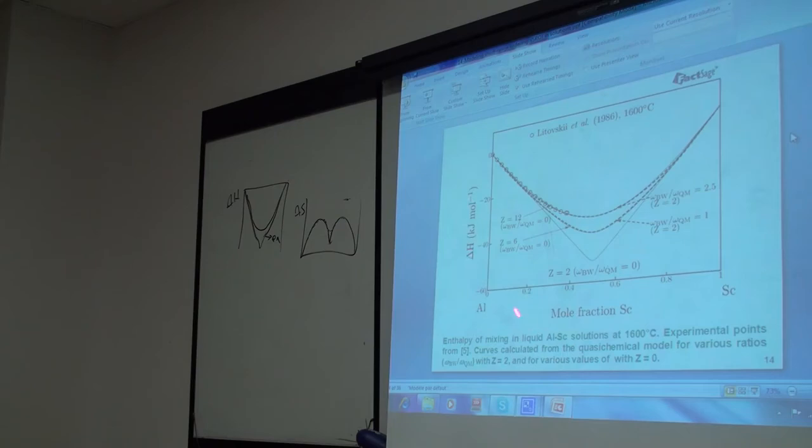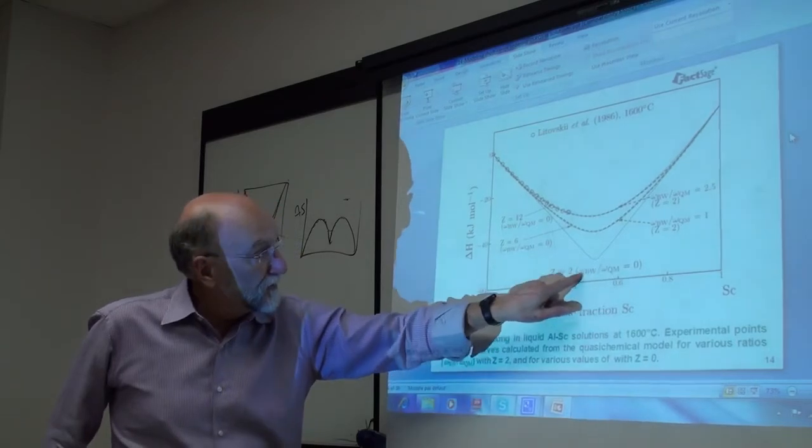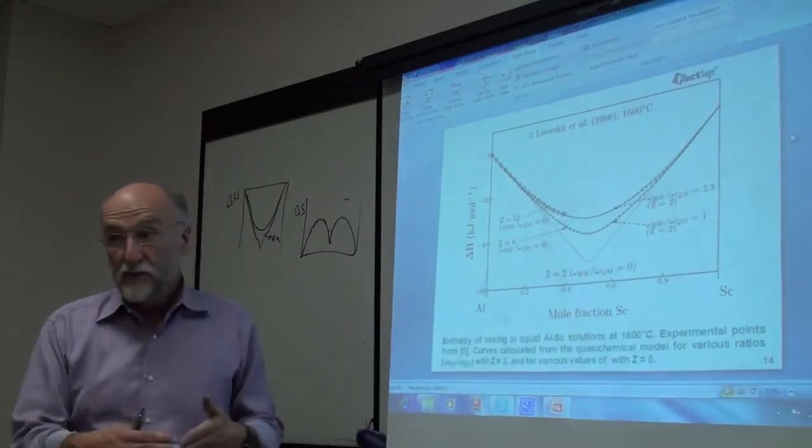This was a heat of mixing in the aluminum-scandium system. It tends to go down to peaks. If you take the quasi-chemical model, forget this for a minute. This is the quasi-chemical model here. This very sharp peak is the quasi-chemical model with omega Bragg-Williams equal to 0. So for this model, you have only the quasi-chemical term. You don't have the Bragg-Williams term, and it's too sharp.